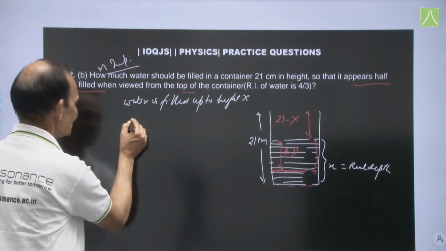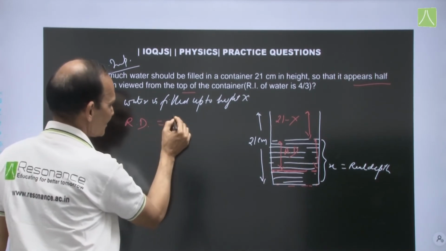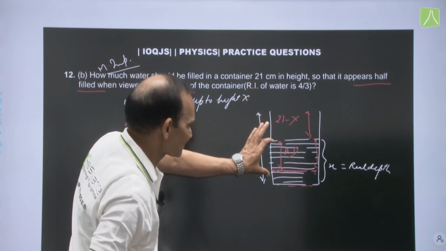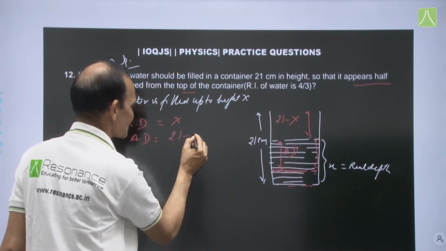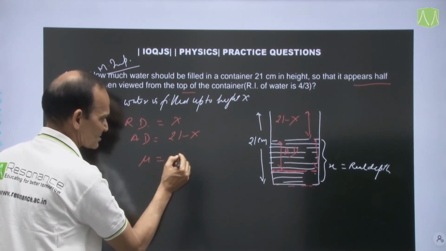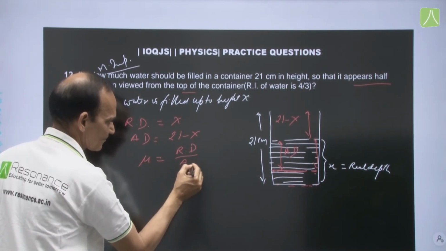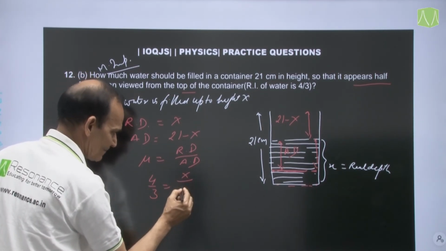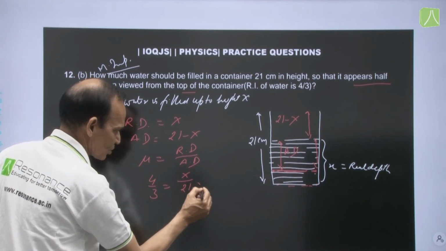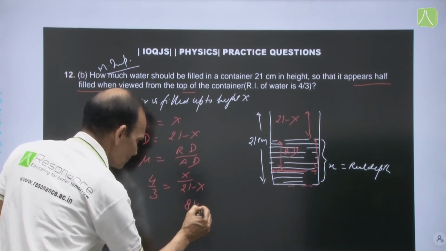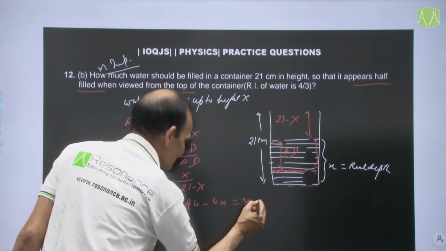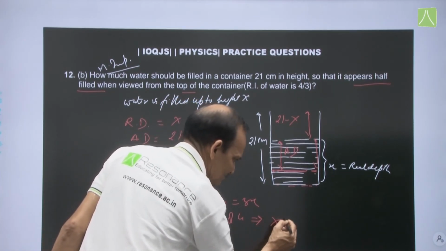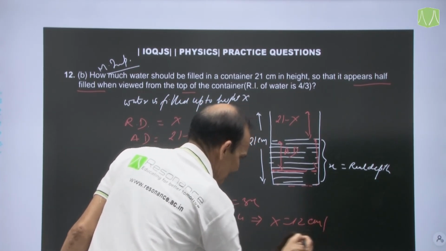So RD is x, AD is 21 minus x, as half filled means this one and this one are equal. We know very well mu is RD by AD, which is 4 by 3, equal to x divided by 21 minus x. Solve it. 84 minus 4x is equal to 3x, which means 7x is equal to 84. It implies that the value of x is 12 centimeter.